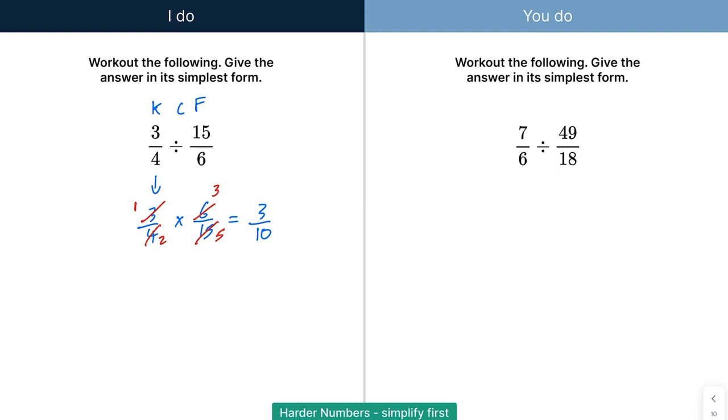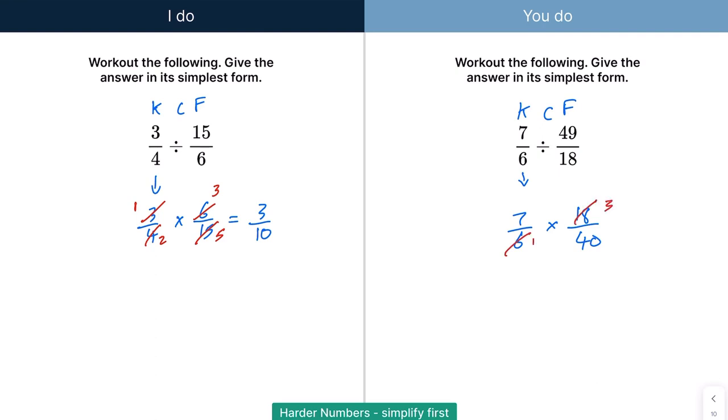You will still get the same answer if you multiplied across, but it just makes your life easier if you simplify. So again, same thing here, KCF: keep the first one the same, so 7 over 6, change the sign, flip the last one. Immediately I can see 6 and 18. They both go in the 6 times table, so that becomes 1 and 3. I can divide them both by 6.